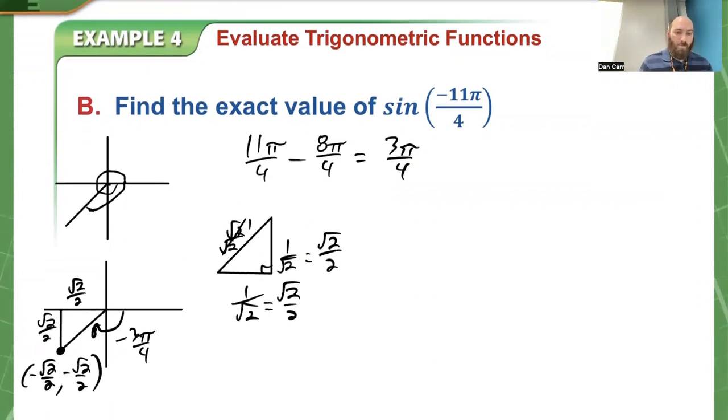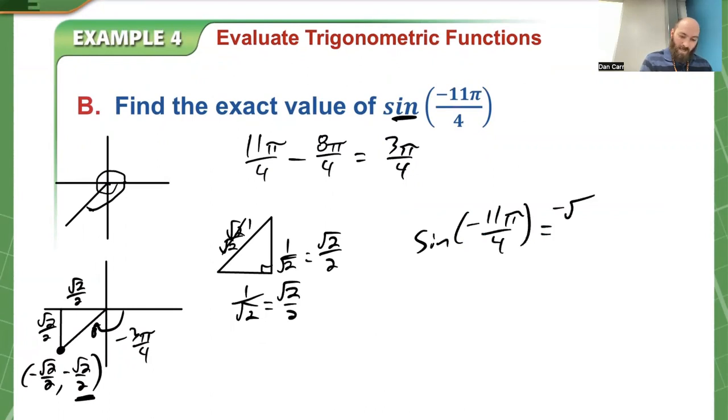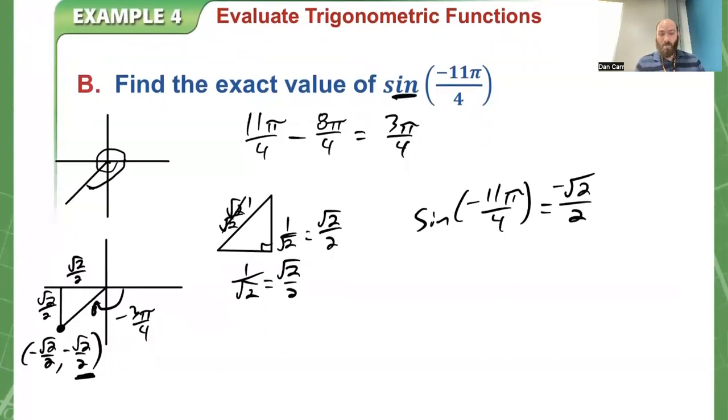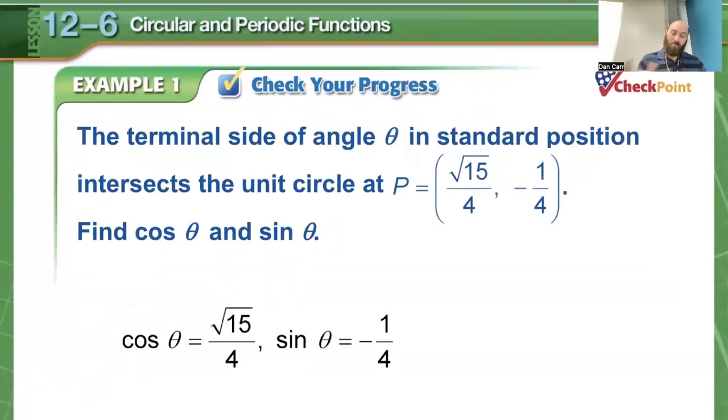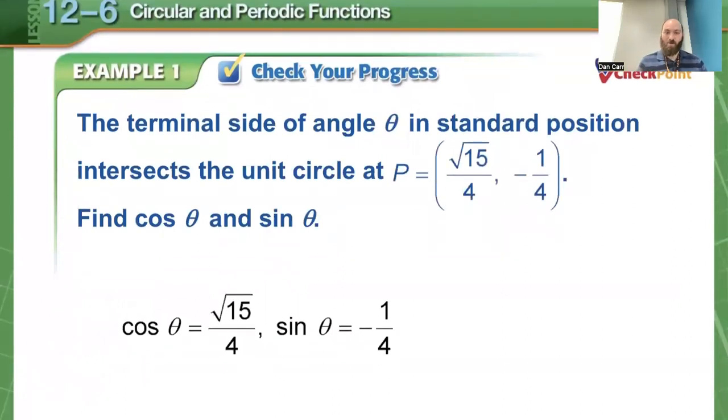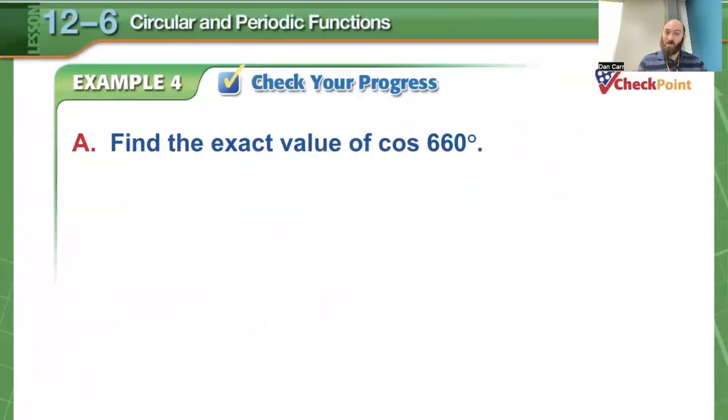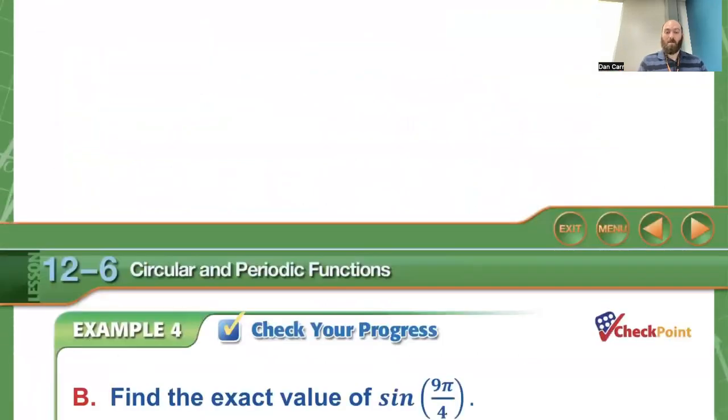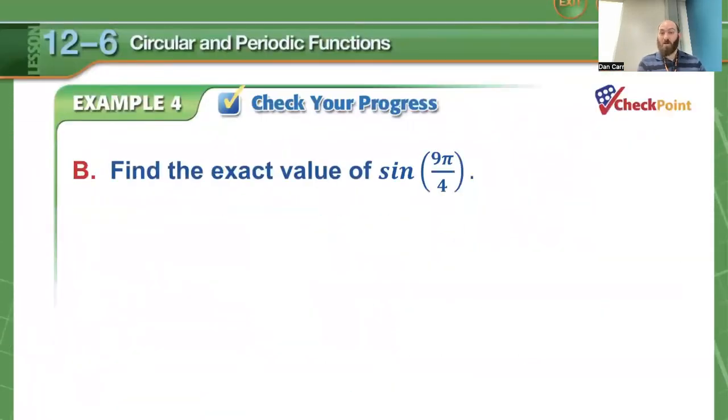Okay, so in that position, since I'm looking for sine, sine is the second version. So the sine of negative 11 pi over 4 is just equal to negative root 2 over 2. And that's it. That's our exact values there. If you want to try some on your own, try the exact value of cosine 660 and the exact value of sine 9 pi over 4. Again, the goal here is to find those reference triangles on our unit circle.